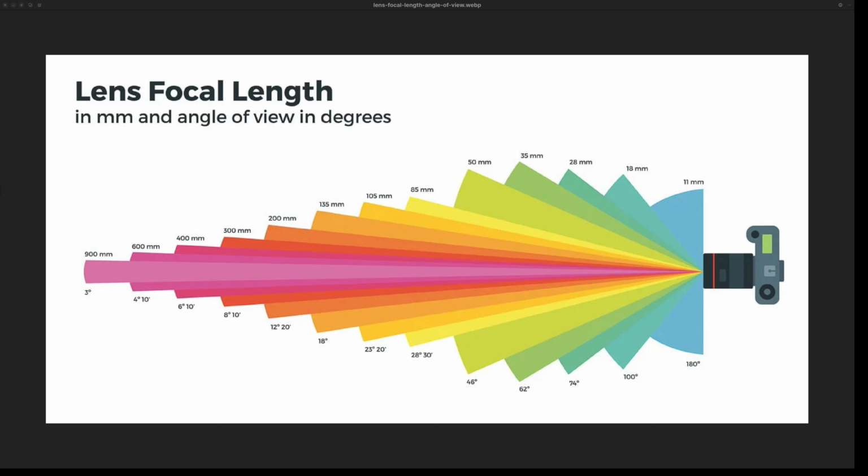Hello, in this video I'm going to talk about focal length. Here we have a picture of a camera, and let's assume this is a super zoom lens. You can zoom in, you can zoom out. When you zoom in, you have a telephoto lens. When you zoom out, you have a wide angle lens.